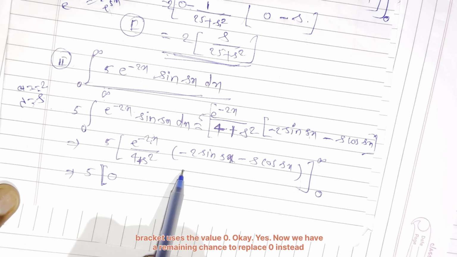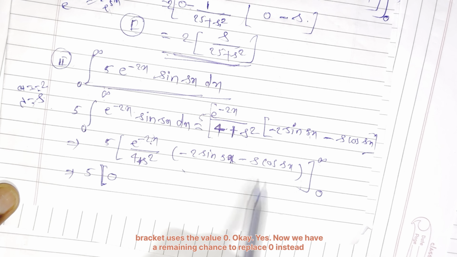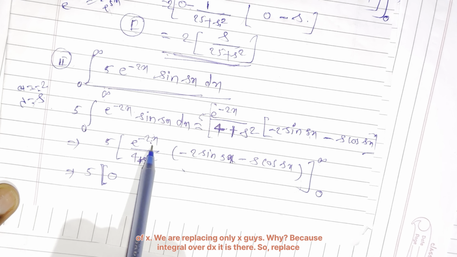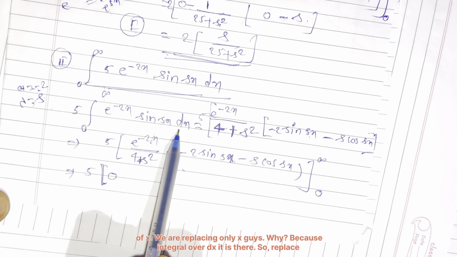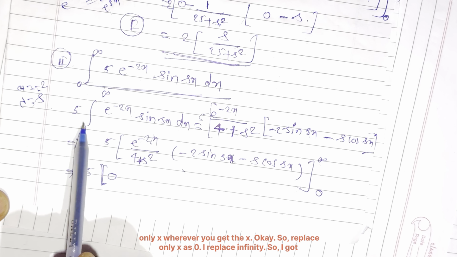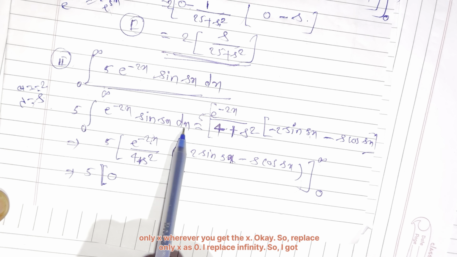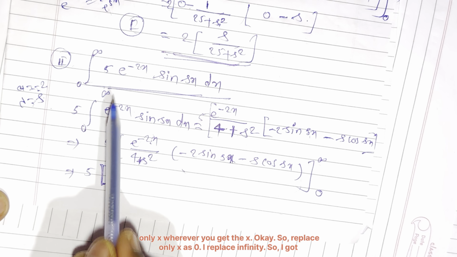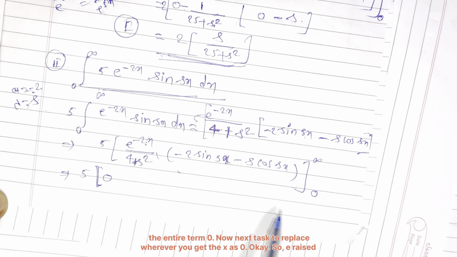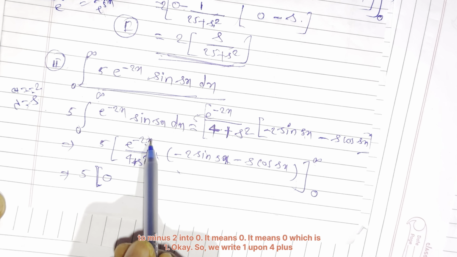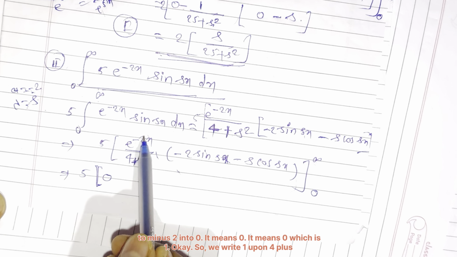Now we have the remaining chance to replace 0 instead of x. We are replacing only x, guys. Why? Because the integral is over dx, so replace only x wherever you get x. I replaced infinity, so I got the entire term 0. Now the next task is to replace x with 0 wherever you get x. So e raised to minus 2 into 0 means e raised to 0, which is 1.